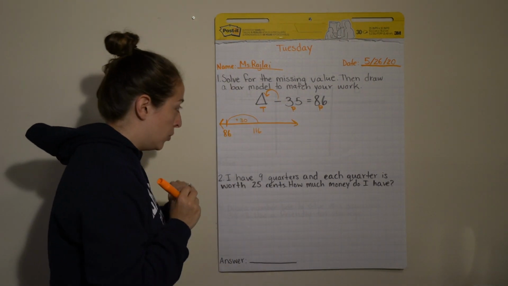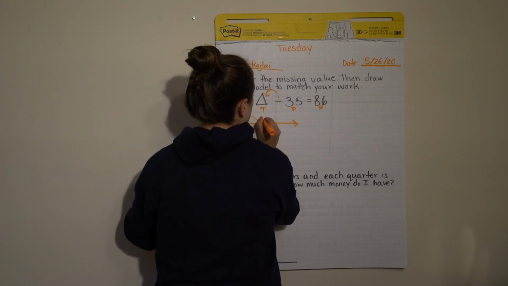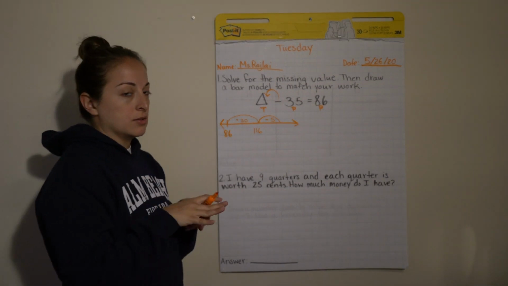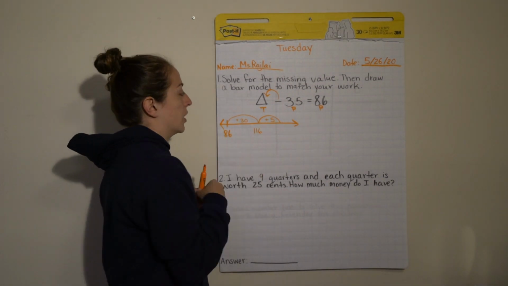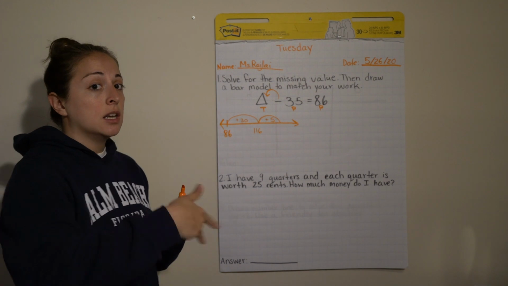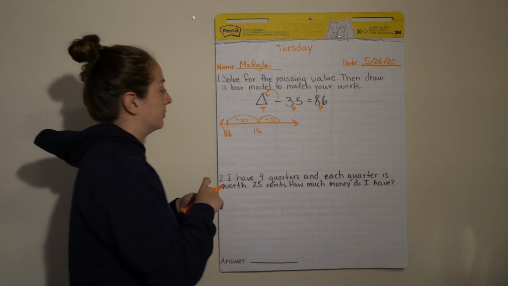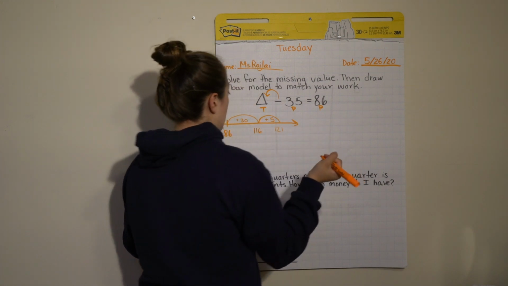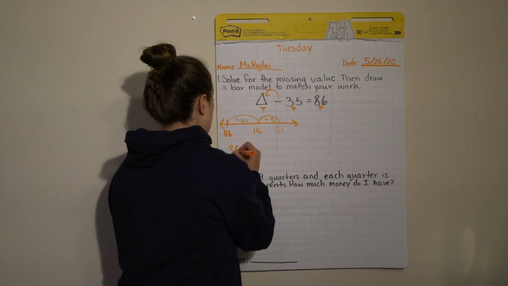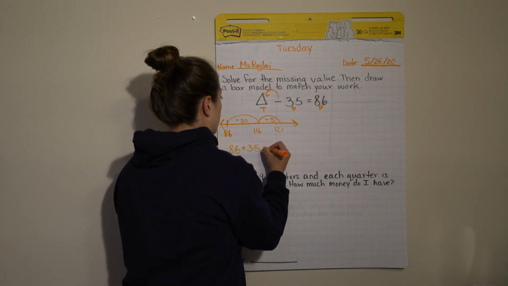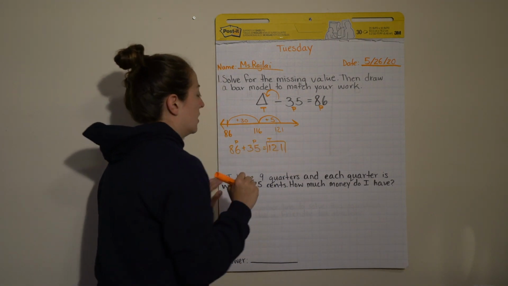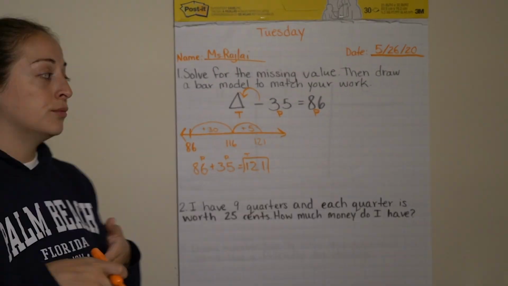Then I have 5 more left. I'm going to do plus 5. And now I'm just going to count by ones. So I'm going to use my fingers as ones. So 116, 117, 118, 119, 120, 121. And that's my answer. So I'm going to just write a quick number sentence to match this. So I see that 86 plus 35 equals 121. That was the missing total. Okay, now you can draw your bar model to match.